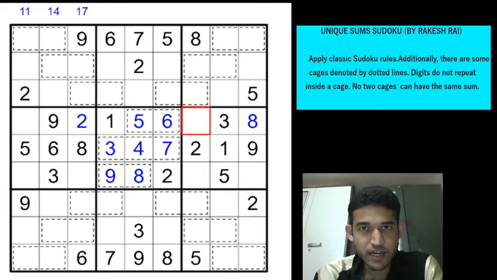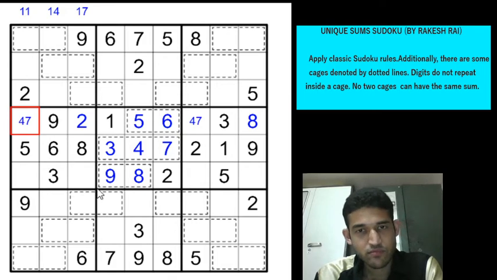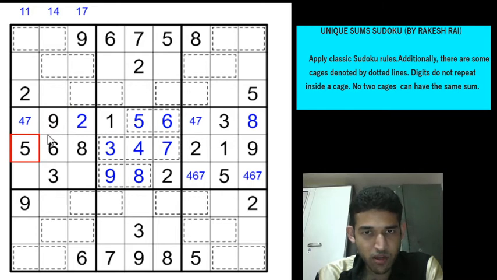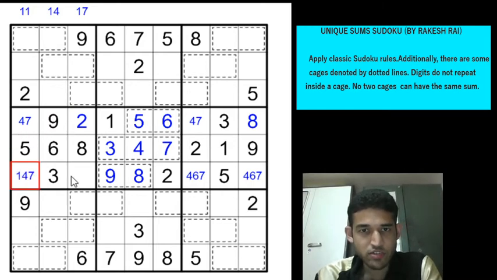The remaining digits are 4 and 7. And we have placed 1, 2, 9, 3, 5, 8 in box 6. So the remaining digits are 4, 6, 7. We can pencil mark them. And 2, 6, 8, 9, 3 and 5 have been placed in box 4. The remaining digits are 1, 4, 7. We can also pencil mark them.